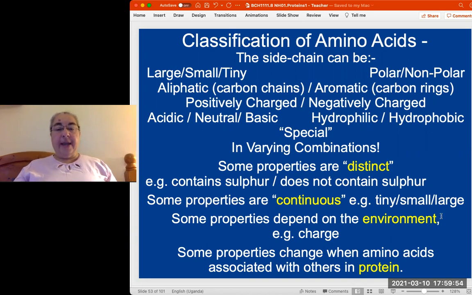Some properties depend on the environment of the amino acid, exactly where it is, whether it's free in solution or whether it's part of an amino acid chain in a protein. So the charge, for instance, can vary with the pH of the solution that it's in. And some properties change when the amino acid is in a protein. So, for instance, we'll learn about cysteine and cystine.